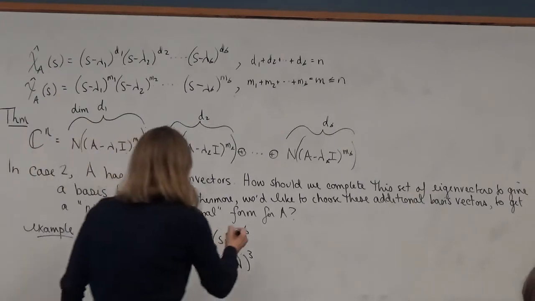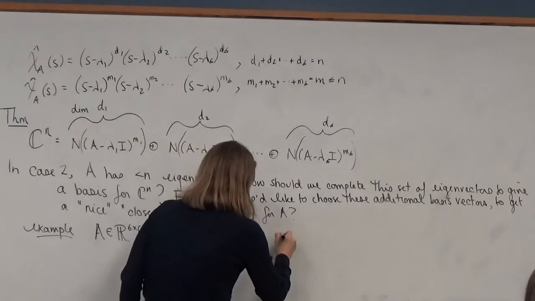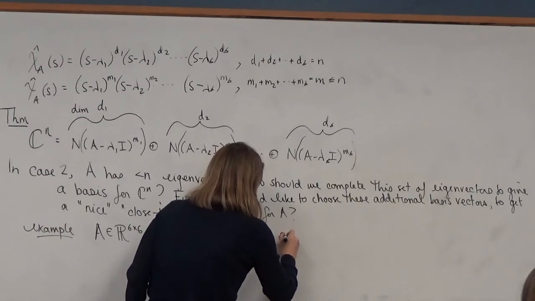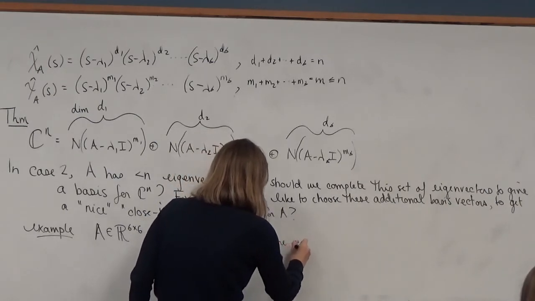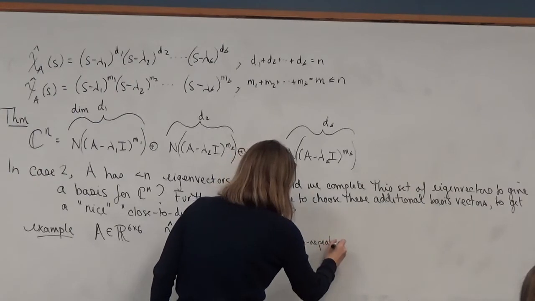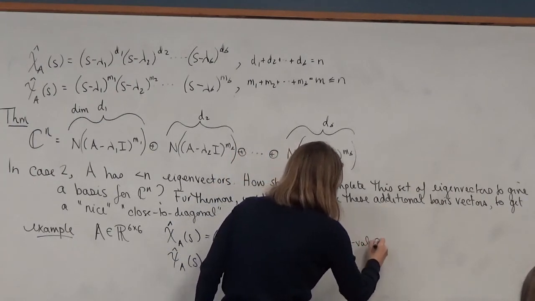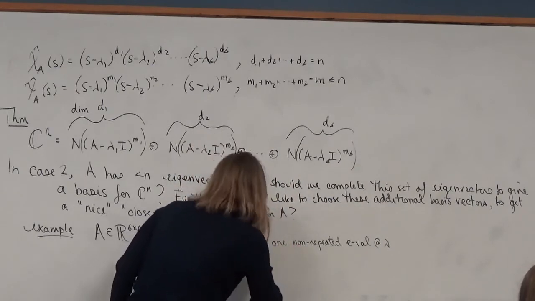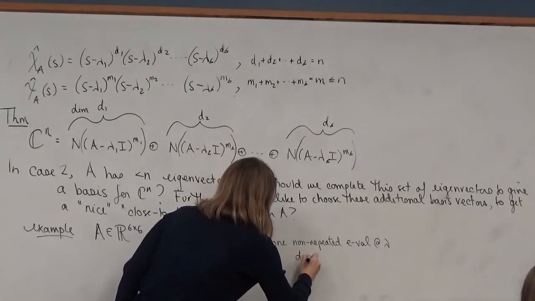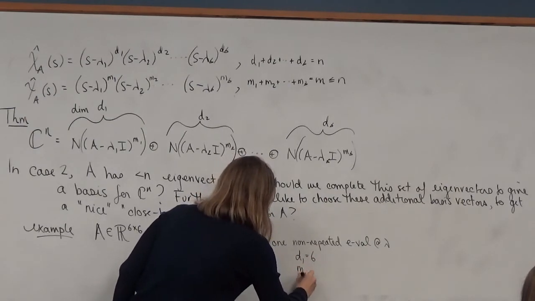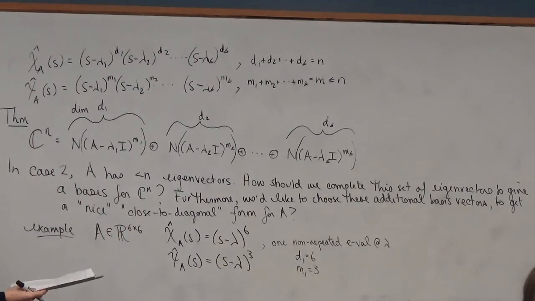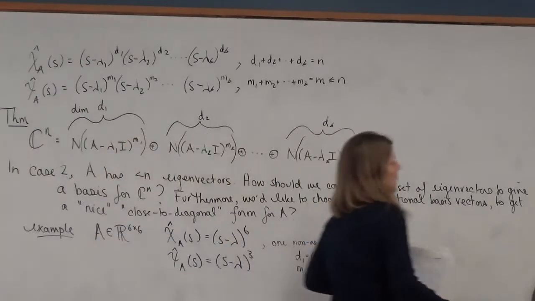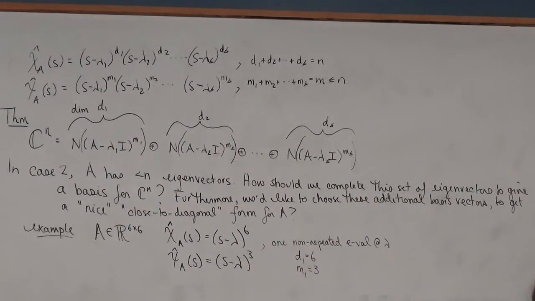Okay, so here in our examples, there's only one lambda. So there's only one eigenvalue, one non-repeated eigenvalue at lambda. And the multiplicity in the characteristic polynomial, we call that D1, is 6, and the multiplicity of it in the minimum polynomial, we'll call that M1, is 3. All right, so that's the data that we're given in this example. So there are different possibilities. That's not enough information to completely determine what the Jordan form is.